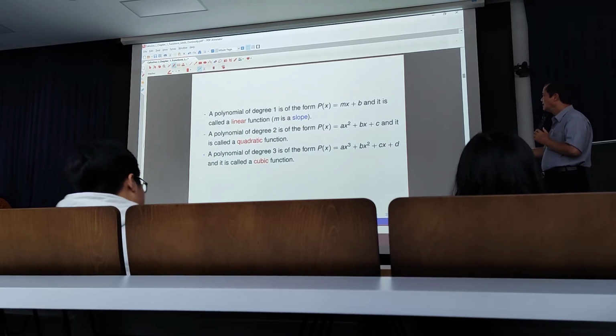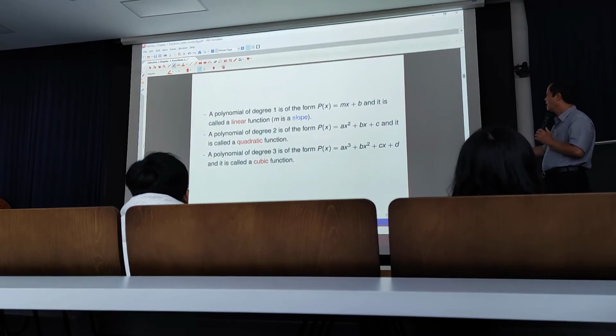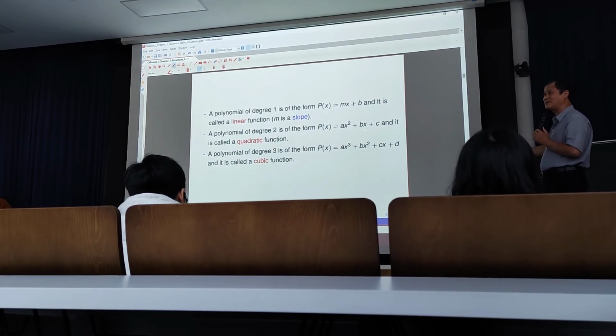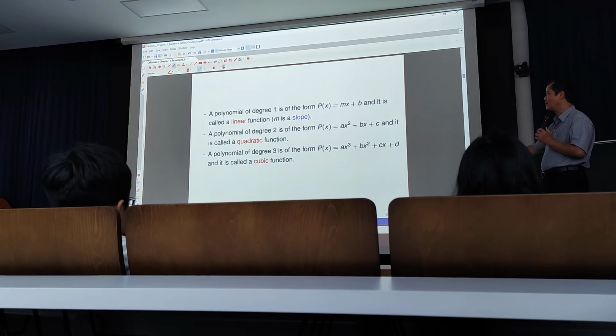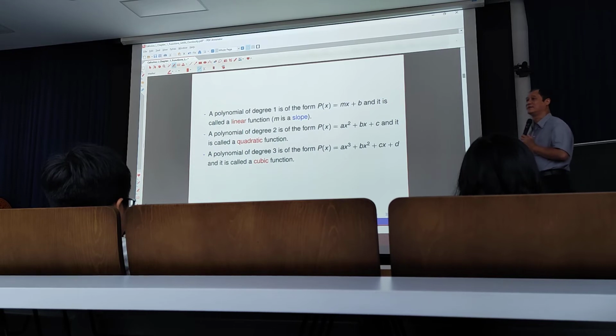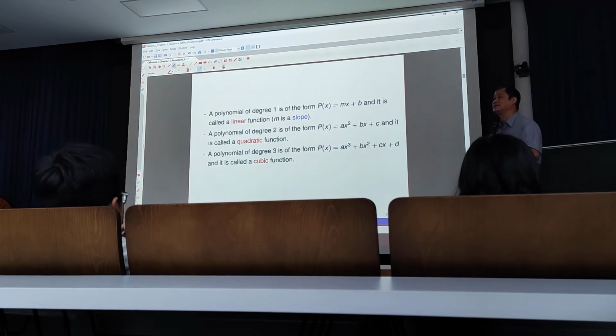In case degree 2, you have ax squared plus bx plus c. Very well known in high school. Tam thức bậc 2. Trong tiếng Anh người ta gọi là quadratic. Quadratic function là hàm bậc 2, quadratic equation là phương trình bậc 2. In case 3, ax cubic plus bx squared plus cx plus d, we call it a cubic function. Hàm bậc 3 thì gọi là cubic function.